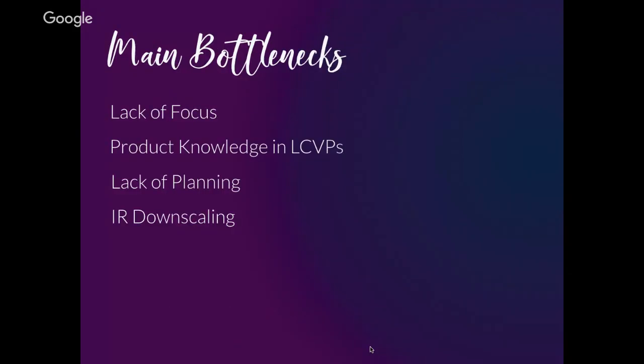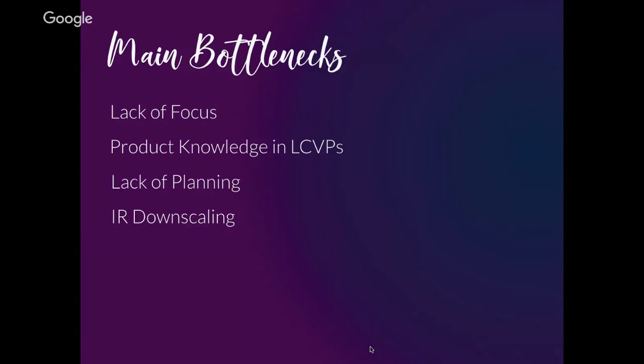The main bottlenecks that I want to discuss with you for this product: first of all, lack of focus. Lack of focus meaning all of the LCs are supposed to be focusing on GV normally, which is not the case. All LCs are running all products, and there is no proper product differentiation at the LC level, which is causing us problems when it comes to attraction mostly.